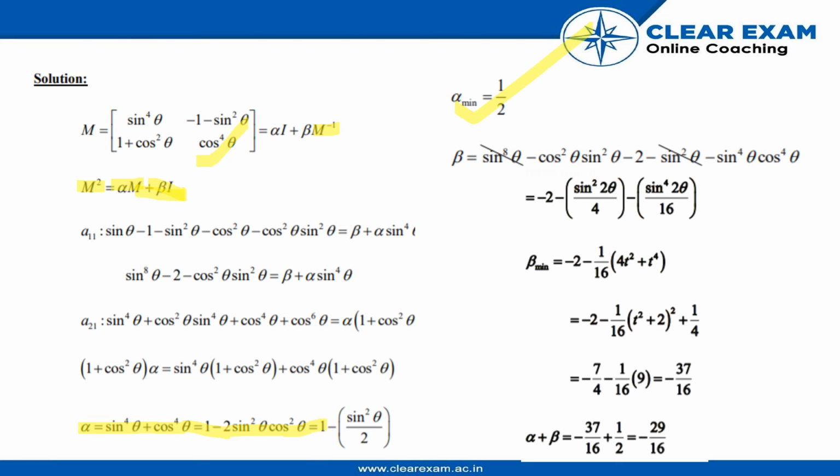Then what you will get is β = −2 − sin²θ/4 − sin⁴θ/16. So simply replace sin θ by t, and then find the β minimum. Then what you will get is −37/16. So add these two minimums, α plus β, and it will come to be −29/16.